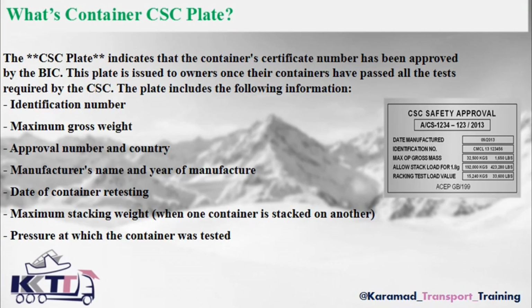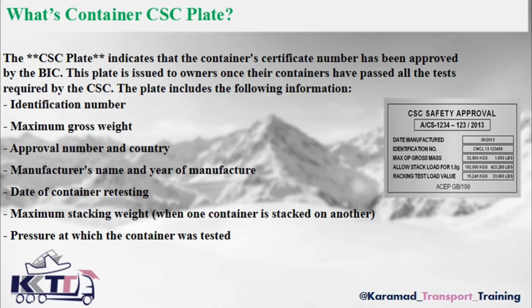Now, what exactly is this Container Safety Certificate or CSC plate? This plate indicates that the container's number has been approved by the BIC office officials. In other words, the number has been checked and it's not a fake number, it's correct. It is issued to the owners when they have also passed the convention tests and the container has been certified as standardized. On this metal plate, you'll find the container identification number, the maximum gross weight of the container, the number and country of the certifying authority, the name of the manufacturer, the year of manufacture, and the date of the container's next inspection. I think these are all pretty clear.